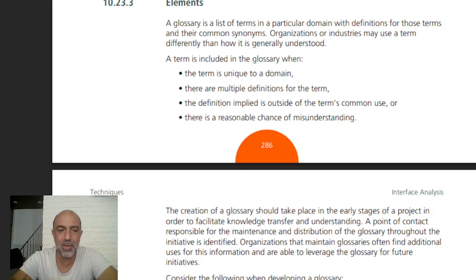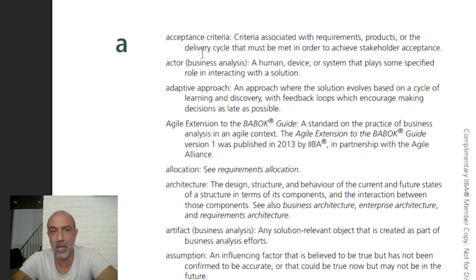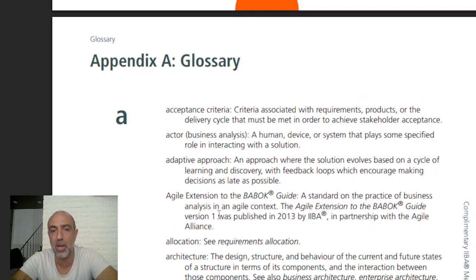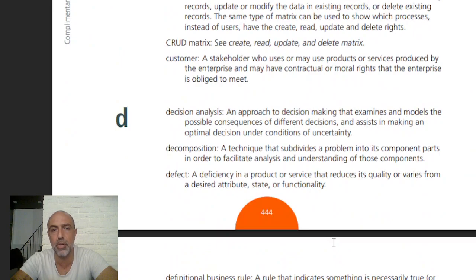If I'm not mistaken, 100%, there's also a glossary for business analysis. Here it is, right? Like Appendix A: acceptance criteria, actor, adaptive approach, agile extension. All of these are basically terms that need to be coined.